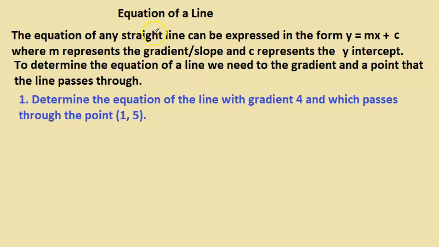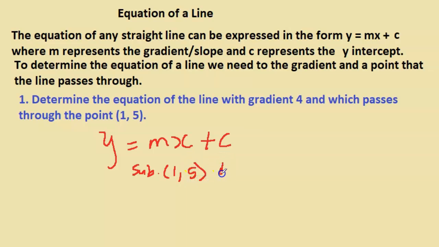Good? So we know the equation for any straight line is y equal mx plus c, where m is the gradient and c is the y-intercept. Now notice for this problem we are asked to find the equation. We are given the gradient of 4 and we are told the line passes through the point 1, 5. So we're going to substitute 1, 5, and we're going to substitute m equal 4 into y equal mx plus c.